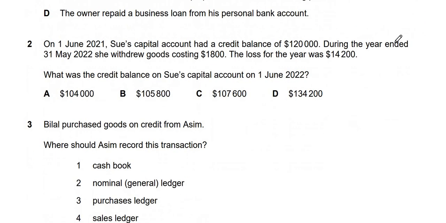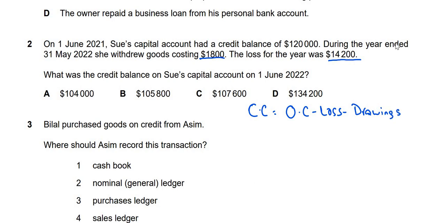Alright, moving on to question 2. It says on 1st June 2021, Sue's capital account had a credit balance of 120,000. During the year ended 31st May 2022, she withdrew goods costing 1800. The loss of the year was 14,200. So look, the question says what was the credit balance of Sue's account? So first of all, let's find closing capital. Let me write CC. Closing capital is opening capital minus loss minus drawings.